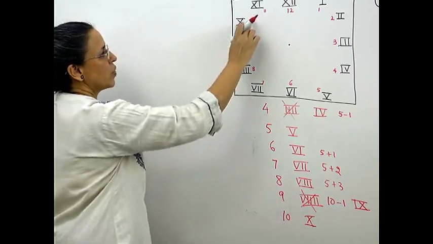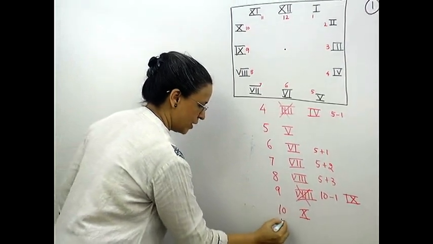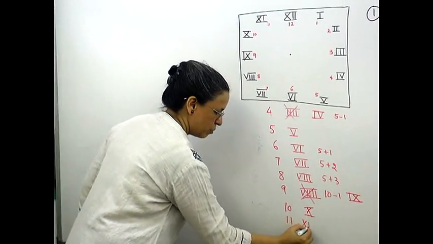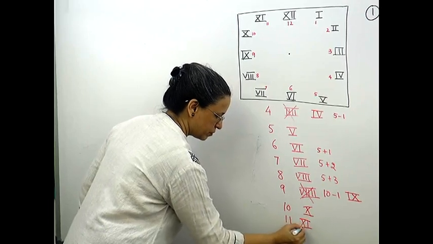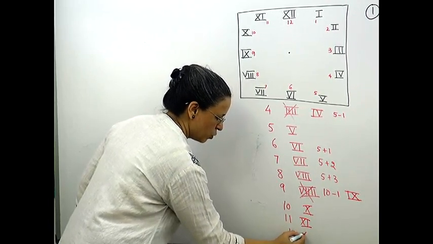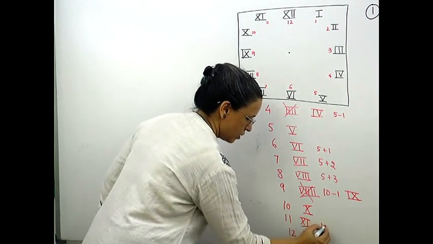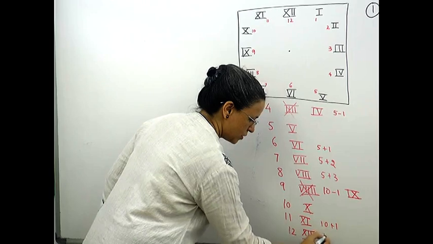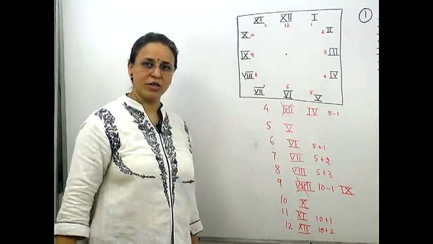Now 11 and 12 is quite easy because once you know 10, you know that 10 plus 1 will give us 11 and 12 will be 10 plus 2. Okay, so this is 10 plus 1 and this is 10 plus 2. Till 12 have you got it?